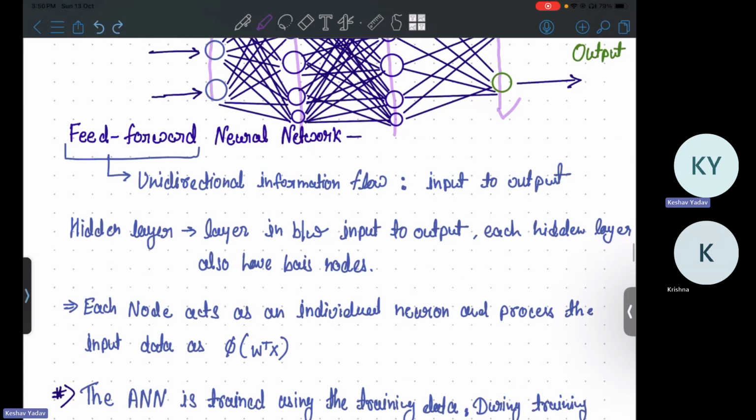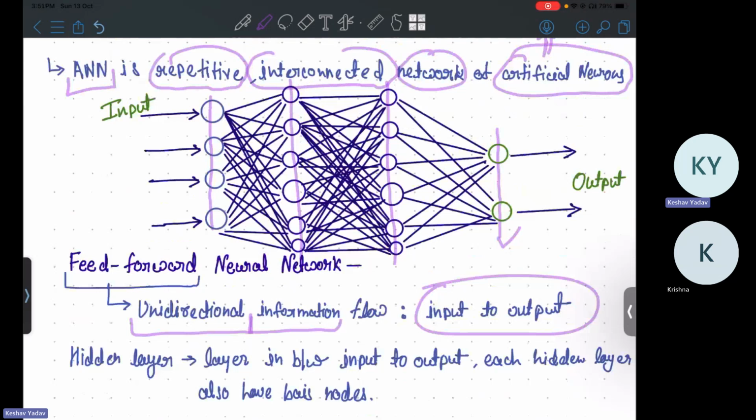So what is a feed forward neural network? This is unidirectional. Unidirectional means the information flows from input to output, not the other way around. If you see here, the information from this node is going there, there, there, like that in every node, but it is not coming back. From here, it is going in the output direction only.